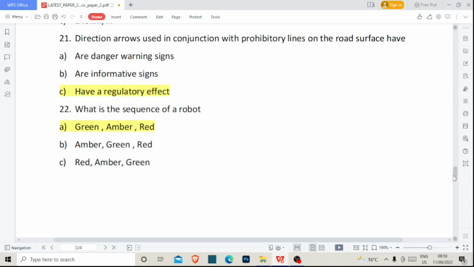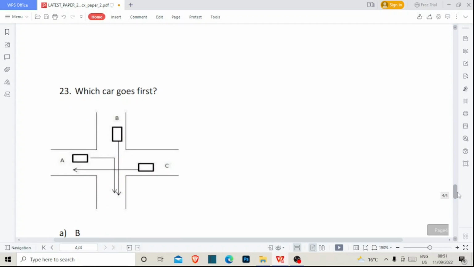Now let's go for the next question. Which car goes first? Now we have three cars here, as you can see: car A, car B, and car C. Now using rule 1, which says give way to traffic coming from your right.